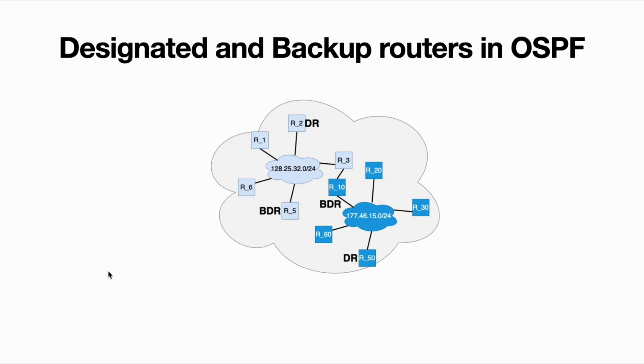And now to designated and backup routers in OSPF. The main goal of the designated router in the LAN is to reduce control information that is running through the LAN, help to build topology faster, and react to topology changes faster and more correctly. The keyword here is LAN, local area network. Designated and backup designated routers are elected not per area but per LAN.